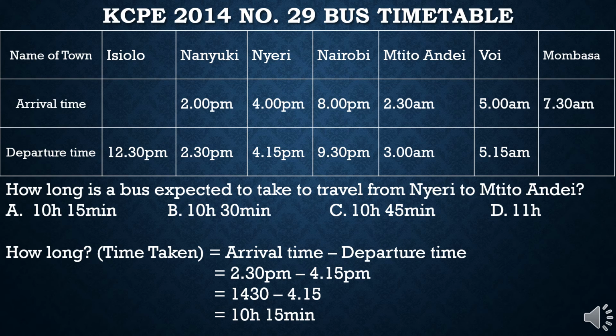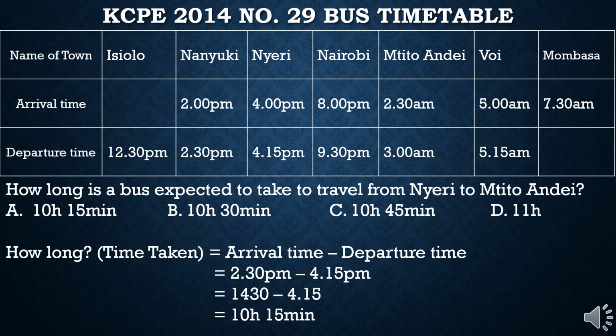So we are going to get this. Nyeri will give us the departure time. Then where he was going, that is Mtito a day, will give us the arrival time. So we start with the arrival time of Mtito a day, which is 2:30 p.m. Then we subtract the departure time from Nyeri, that is 4:15 p.m.